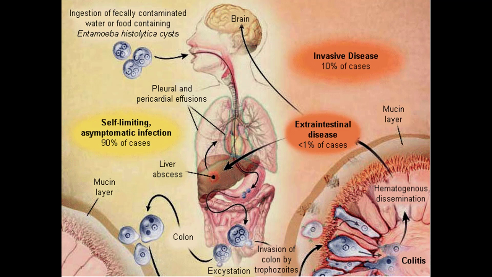Okay, so what happens whenever humans ingest fecally contaminated water or food that contains the cyst? These cysts go into the stomach, but in the stomach they are not destroyed, and they go into the intestine, and here the trophozoites hatch out of these cysts, and in the colon they cause amoebic colitis because they invade the colonic mucosa. And from here, if they go into the bloodstream, they may cause the liver abscess. Not only the liver abscess, they may cause abscess anywhere, maybe in the lung or maybe in the brain as well.